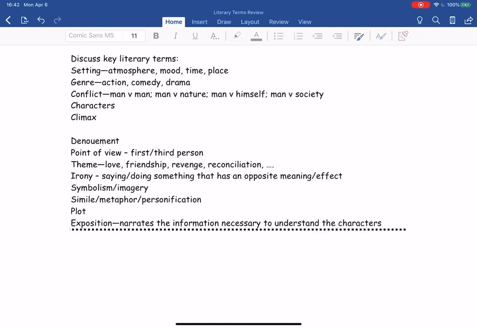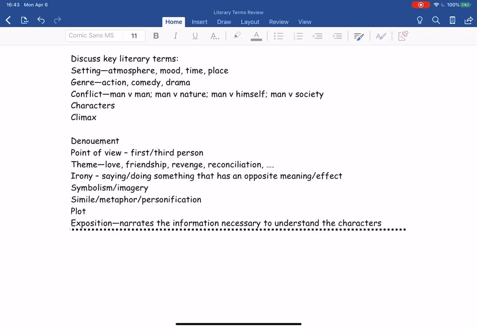The next type of conflict is man versus himself. In man versus himself, a person is fighting something inside them, dealing with a problem that's inside them, their own emotions, their own issues inside. And then finally, the last type of conflict is man versus society, in which case a person is fighting against something that a society believes, some kind of issue that the whole entire community might be supporting.